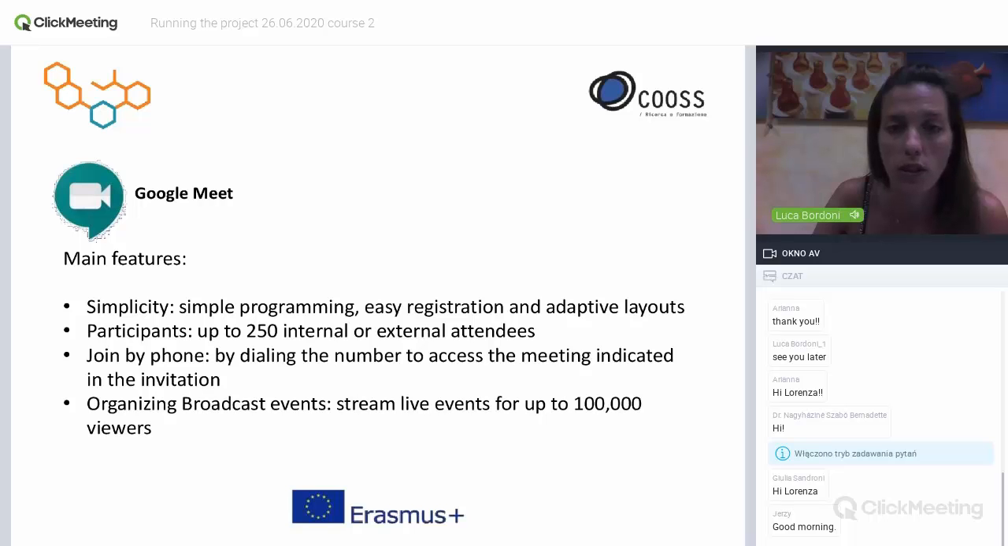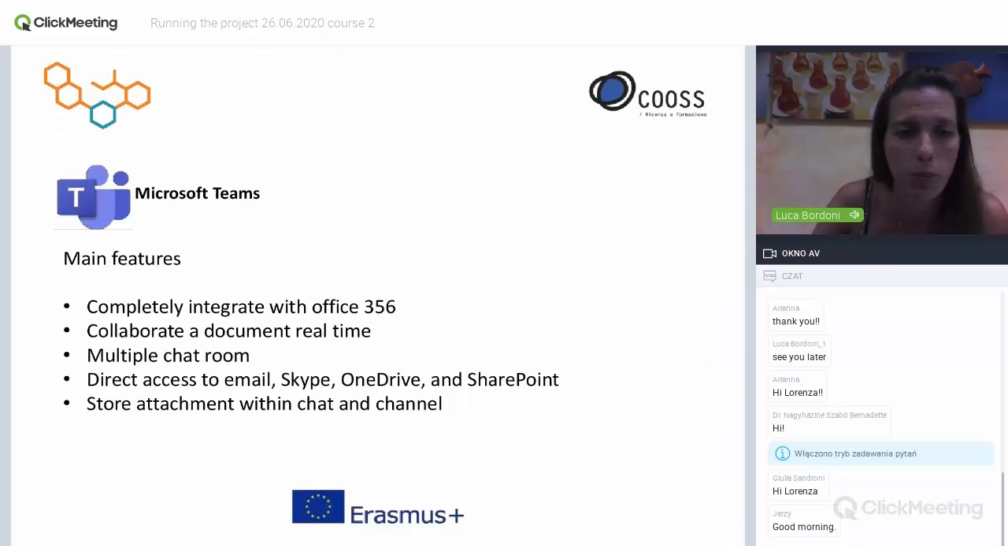Google Meet is really simple. It's the tool by Google. It's simple and has a high participation capacity, up to 250 attendees. It may also be joined by telephone, for the audio. And one of the main features is the possibility of organizing broadcast events for people.